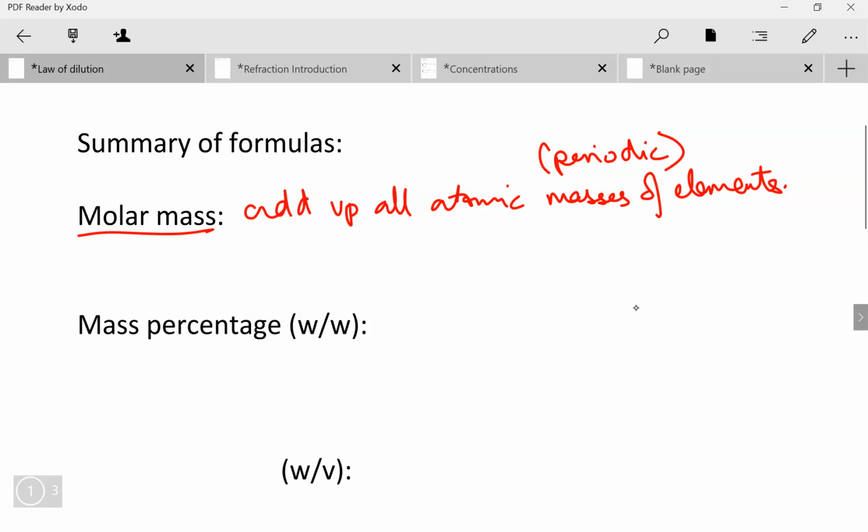For example, if you have NH4OH, you're going to look at the periodic table, you're going to take atomic mass of nitrogen, 4 times atomic mass of hydrogen, atomic mass of oxygen, and 1 more atomic mass of hydrogen. You're going to add them all up, and you get your molar mass of this compound, right? Super important to know how to do that.